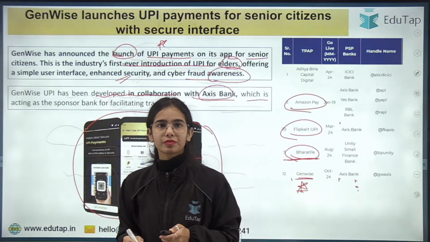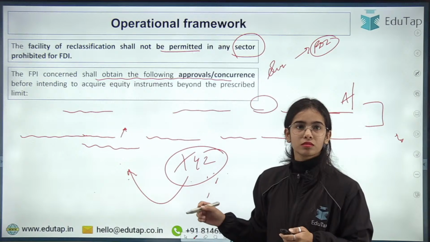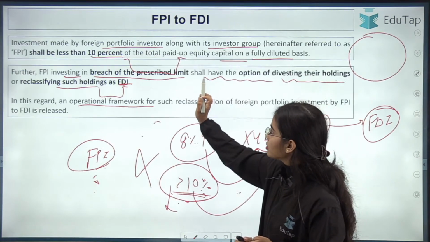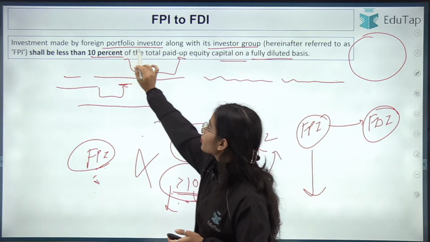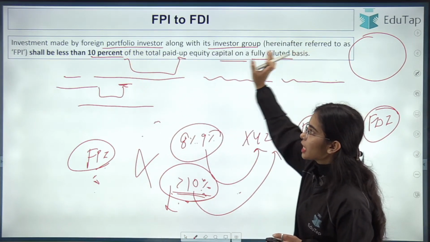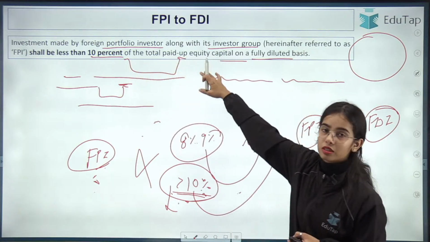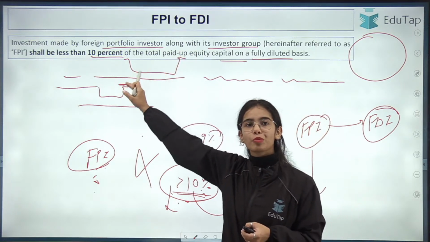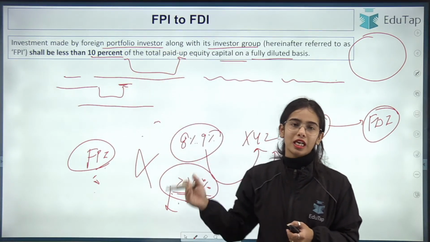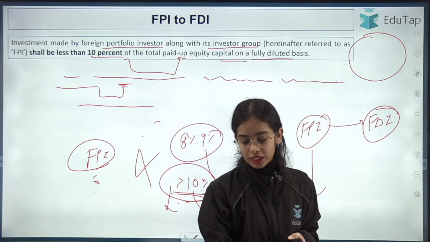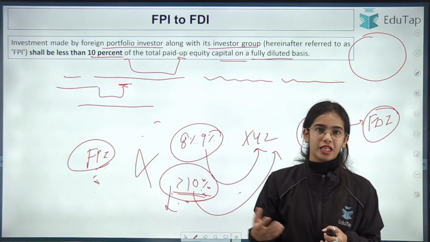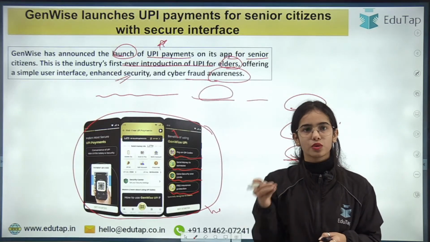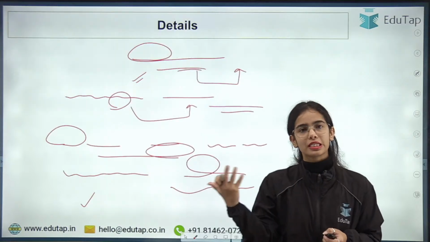It is said here that investment made by a foreign portfolio investor along with its investor group shall be less than 10% of the total shares for considering it as FPI. That means equal to or more than 10% will be considered as FDI. So particularly less than 10% is written for the FPI, and equal to or more than 10% will be considered FDI.